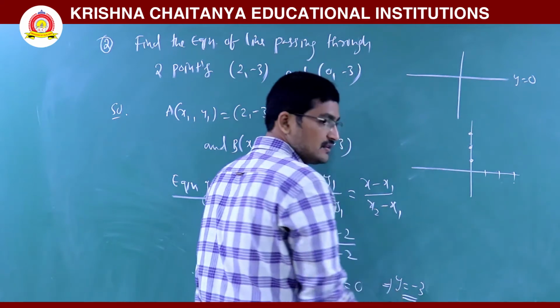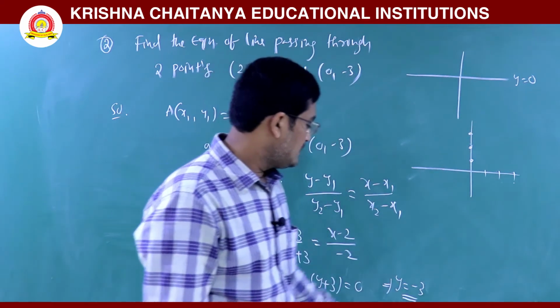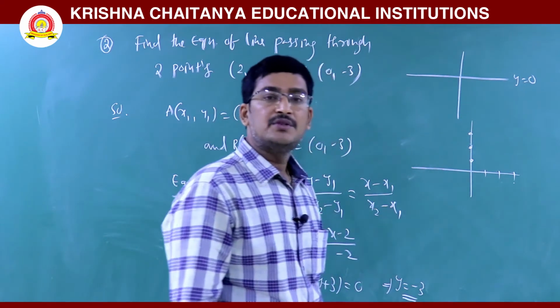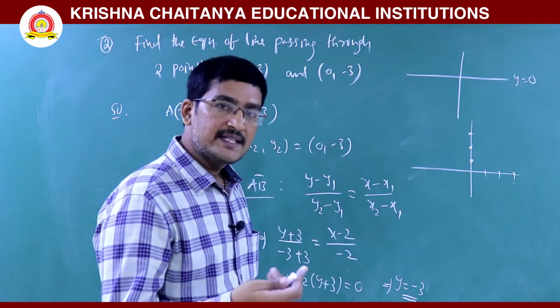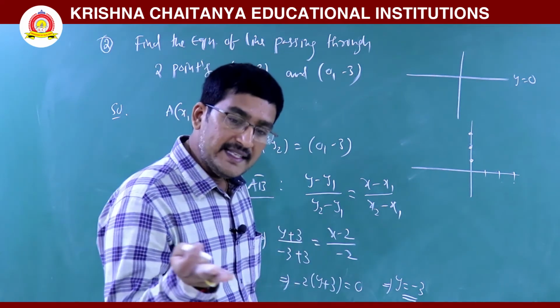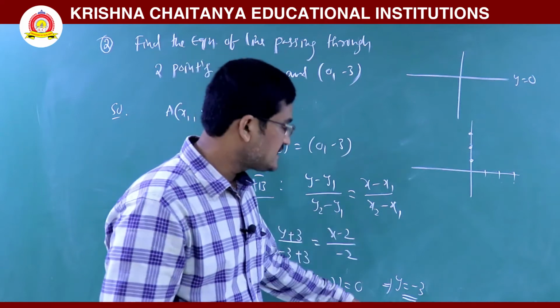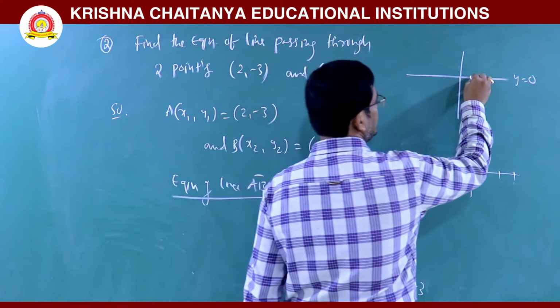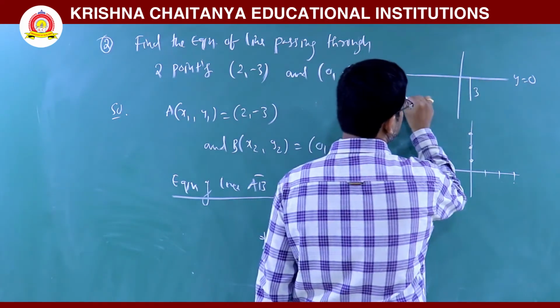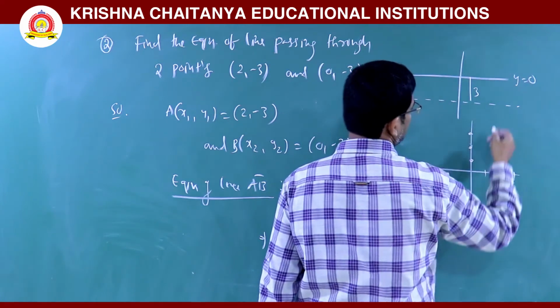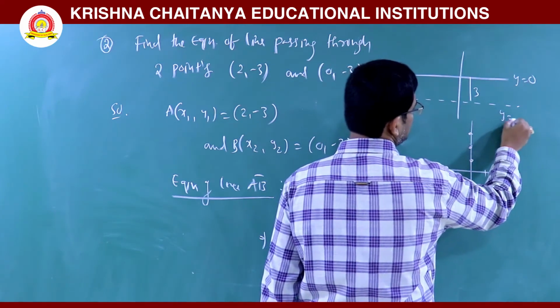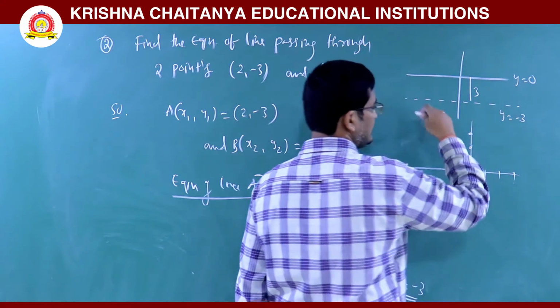This is the line which is parallel to the x-axis, of the form y = -k. So that line, parallel to the x-axis, lies below the x-axis at a distance of 3 units. At a distance of 3 units, this is the parallel line, and we say this one is y = -3.